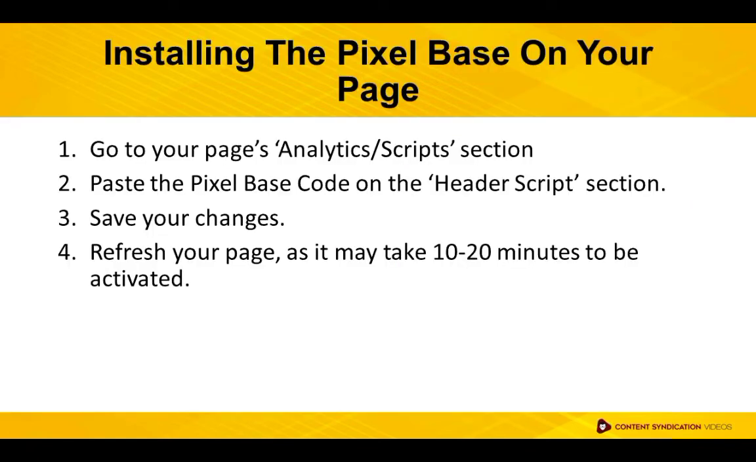Next is the code installation on your landing page. What you need to do now is to go to your landing page's Analytics Scripts section and paste the Pixel Base Code on the Header Script section. You're done. Make sure that you refresh your page, as it may take 10 to 20 minutes for the pixel to be activated. To ensure that your pixels are installed successfully, head back to your Facebook Ads Manager, and there'll be a blue tick symbol indicating you have installed it correctly. You can now track the type of audience visiting your landing page.